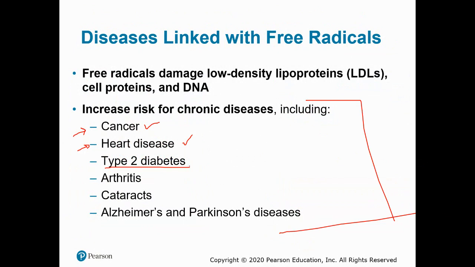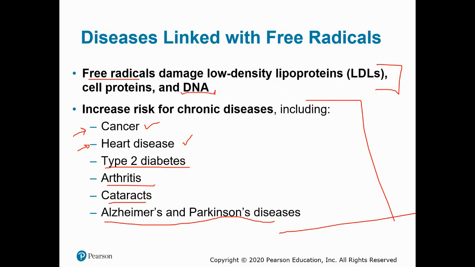Type 2 diabetes can certainly, especially in a prolonged state, like many years with type 2 diabetes unmanaged, we can see lots of side effects that are caused by free radical damage. Arthritis and cataracts are associated with free radical damage, and then also Alzheimer's and Parkinson's disease. So free radical damage to some of these molecules inside of the brain, leading to dysfunctioning of the brain.